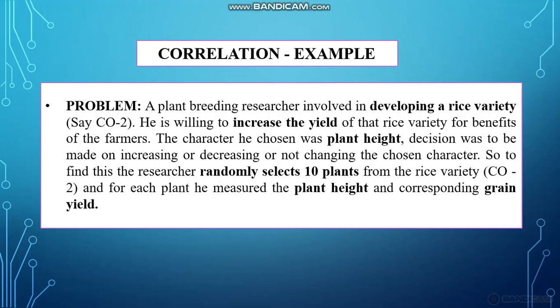Let me see one example in correlation. The problem is a plant breeding researcher involved in developing a rice variety, for example, CO2, who is willing to increase the yield of the rice variety for the benefit of the farmers.